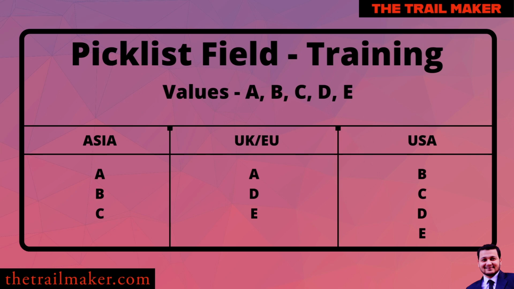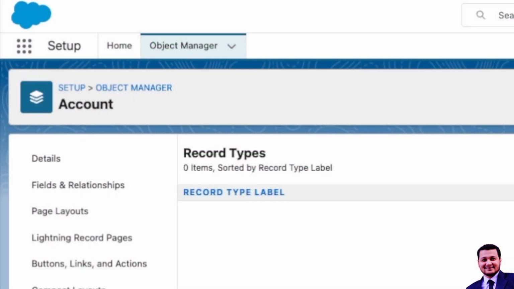Or you can have totally unique values for each of them as well, but you would still use the same pick list field. So this is the advantage: you don't create a new field, you just create a record type, and that way you'll have separate page layouts for each of them, the look and feel improves, and in the end the data also improves based on record types. So let's see how we can create a record type in Salesforce.